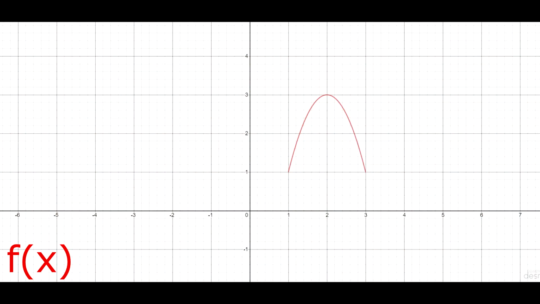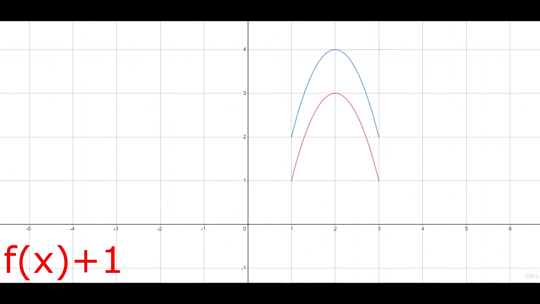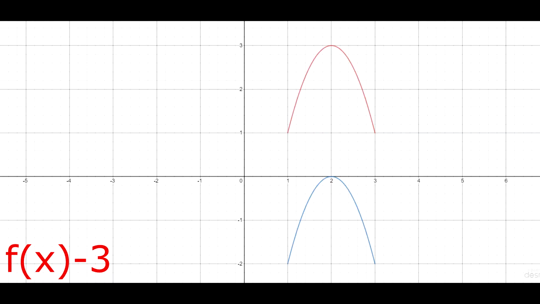Here is an example of a function. Let's call it f of x. By adding any number greater than 0 to the function, we would move it up. For example, by adding 1, we would move it up by 1 unit. By subtracting a number greater than 0 from the function, we would move it down. For example, by subtracting 3, we would move it down by 3 units.